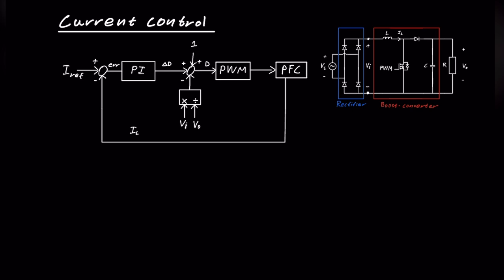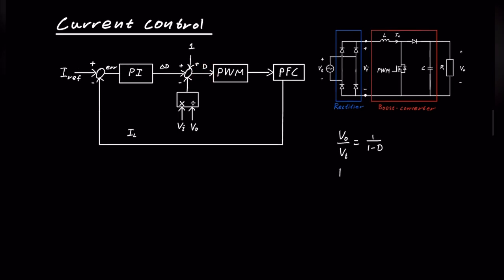So we first want to look at the gain of the boost converter. The gain could be written as VO over VI, which is equal to 1 over 1 minus D. Now, as you see from the controller circuit, we want to control the D, or we want to find D. So if we solve this for D, we get 1 minus VI over VO.